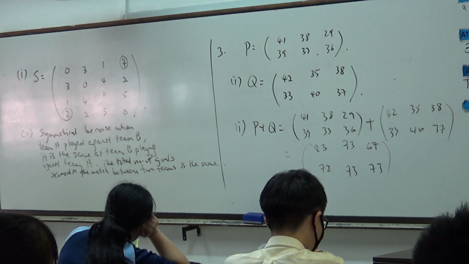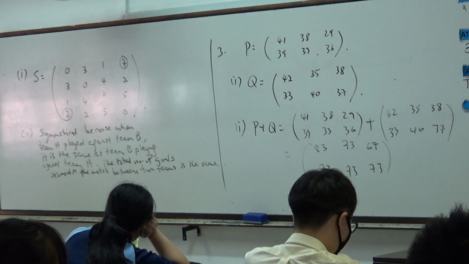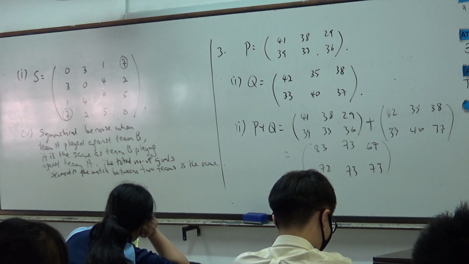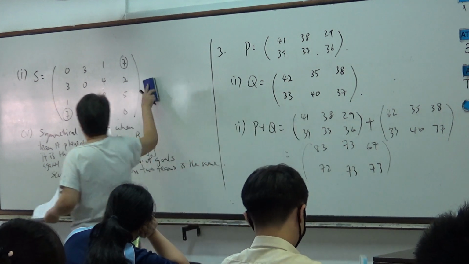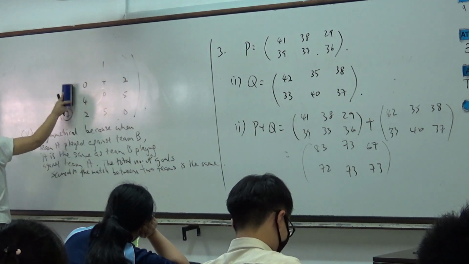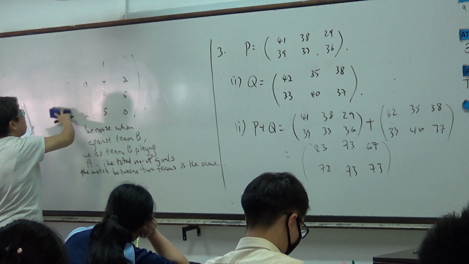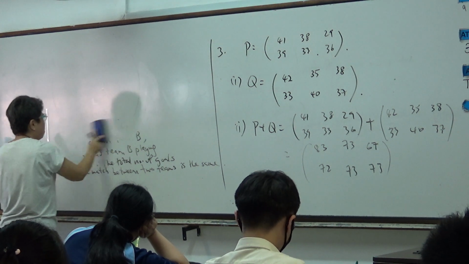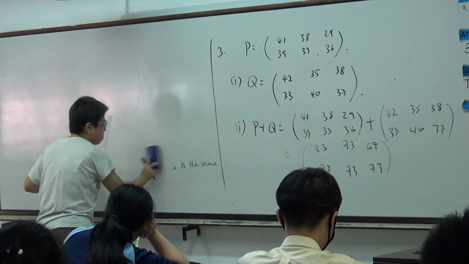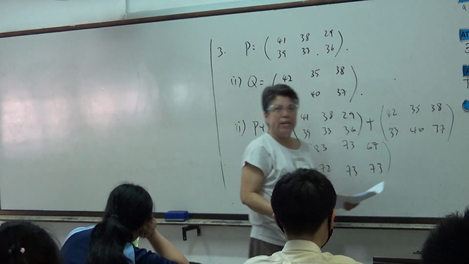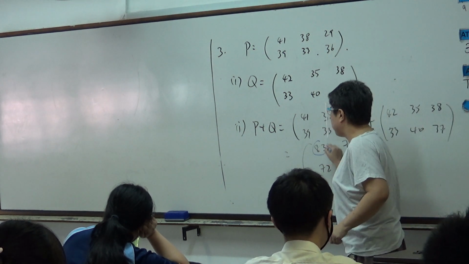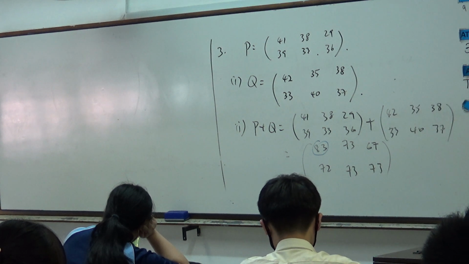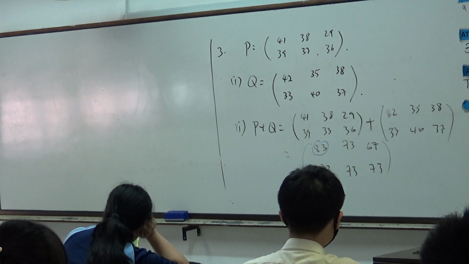Explain what the numbers in the matrix in part 2 represent. How do you explain this now? Actually, you know what it is, but how do you explain it? That's the problem. Okay, can you tell me what does this 83 mean? What does the 83 mean?